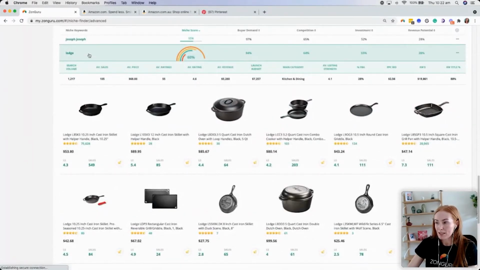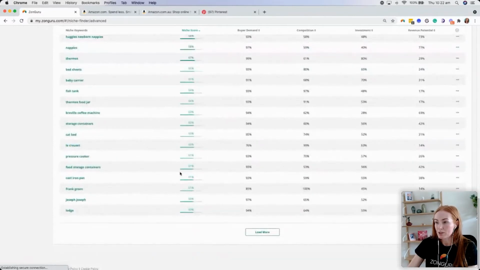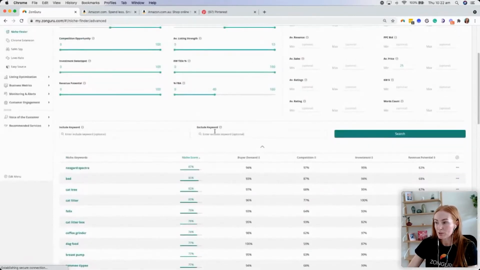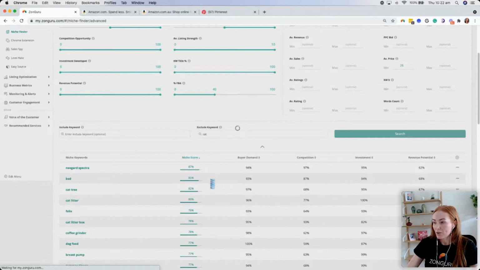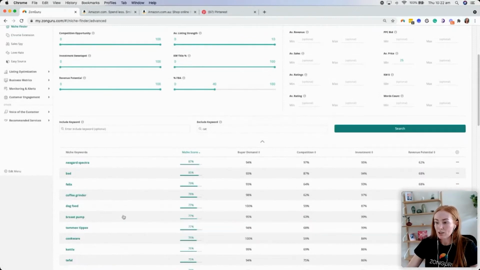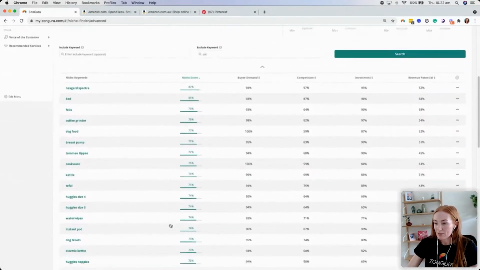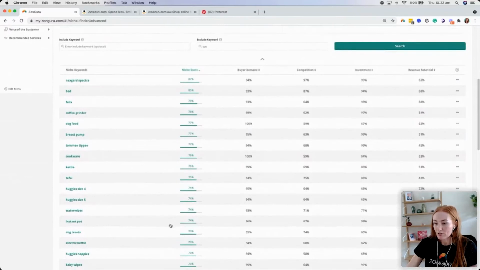If you find something that is coming up a lot that you don't want to see, you've also got the option to exclude keywords. So maybe I really didn't like cats. I could then exclude the keyword cat here, and it will take that out of all my niche results. So I will not see anything that contains the word cat. So that is something that can be really helpful there. And of course, it keeps on going.